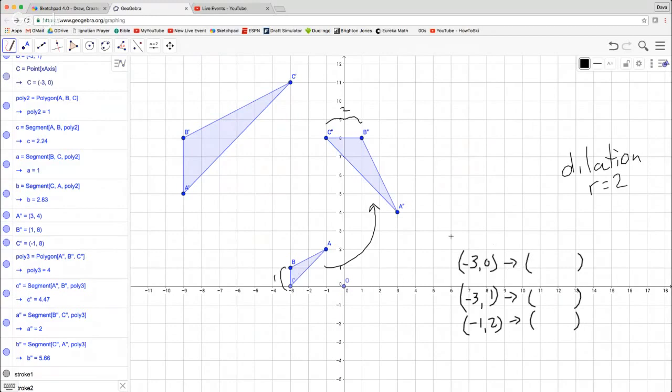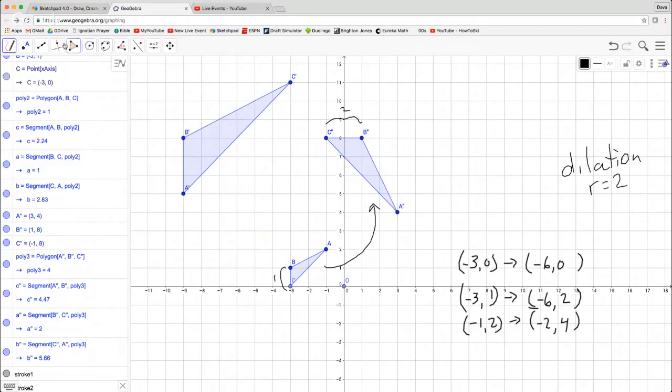I hope you tried it. Hope you paused and tried it and just wasn't waiting for me to tell you the answer, because you're going to need to be able to do this and demonstrate this on future tests and future assessments. But this will be -6, 0. This one will be -6, 2. And this will be -2, 4. Right? We've just multiplied each thing by 2.